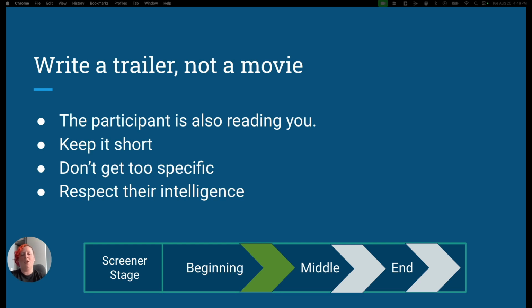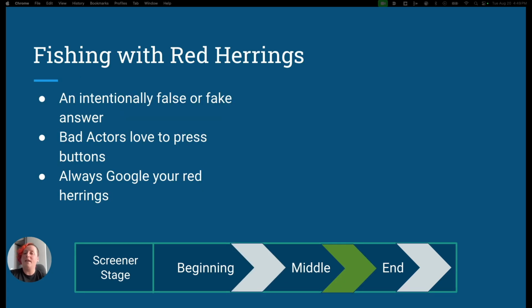You wouldn't start a story with a climax, and you wouldn't start your screener with your most complicated questions. So, now you've gotten past your initial filtering and you're into the more detail based questions. You're going to want to use some red herrings. Now, red herrings are intentionally wrong, fake, or false answers in a question.